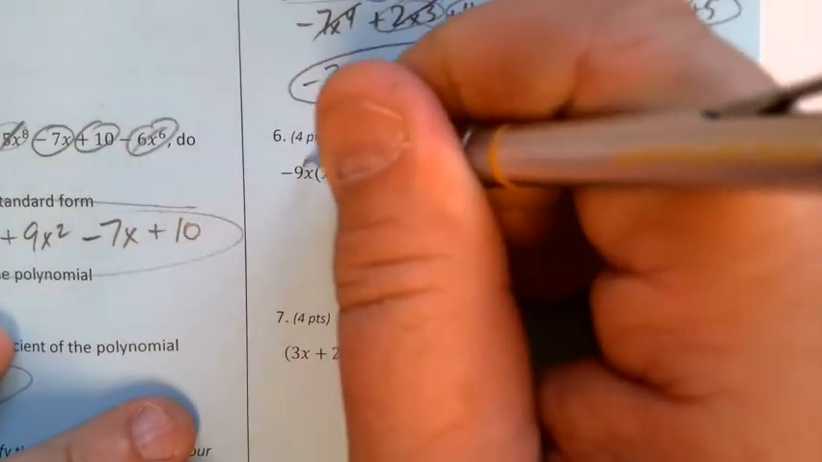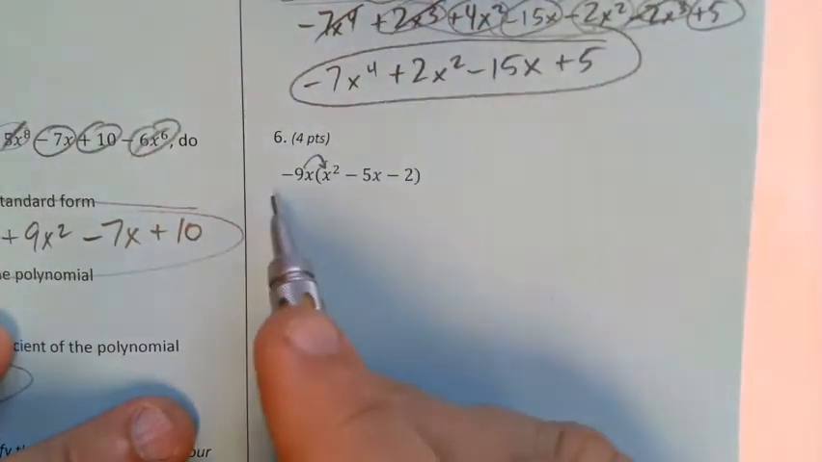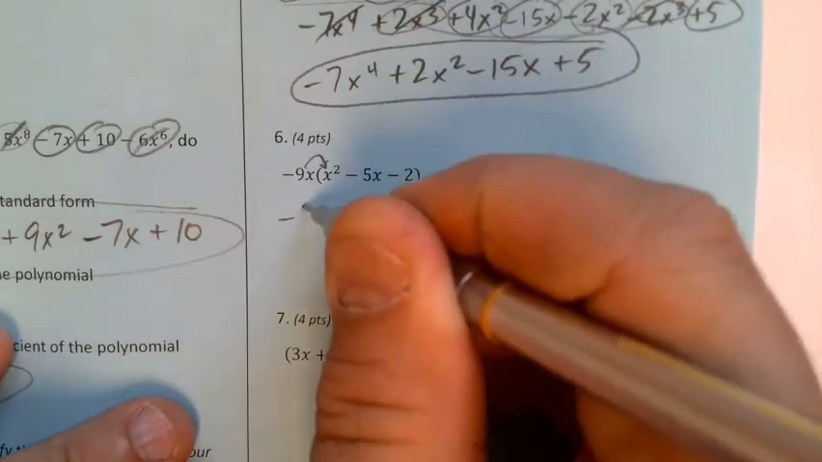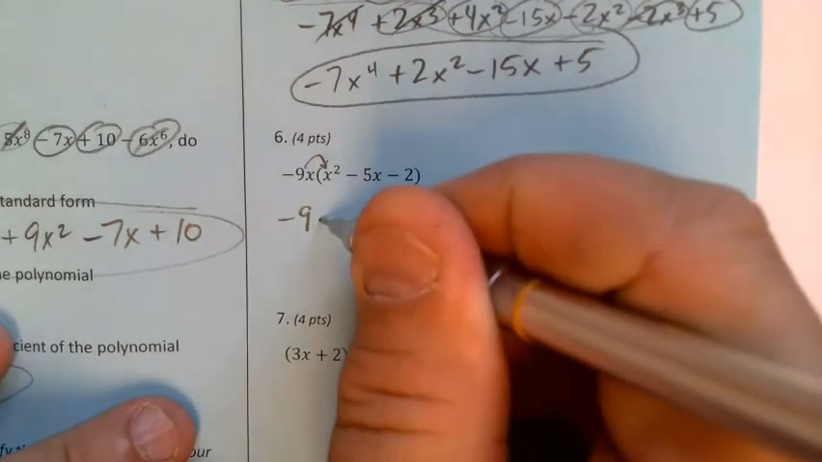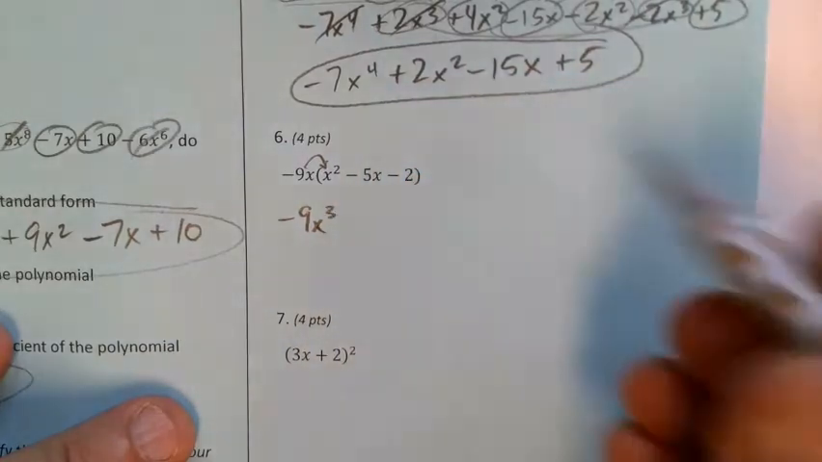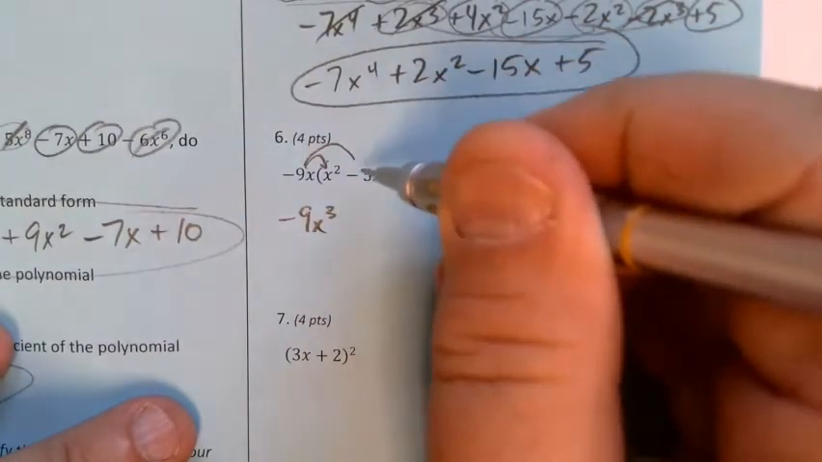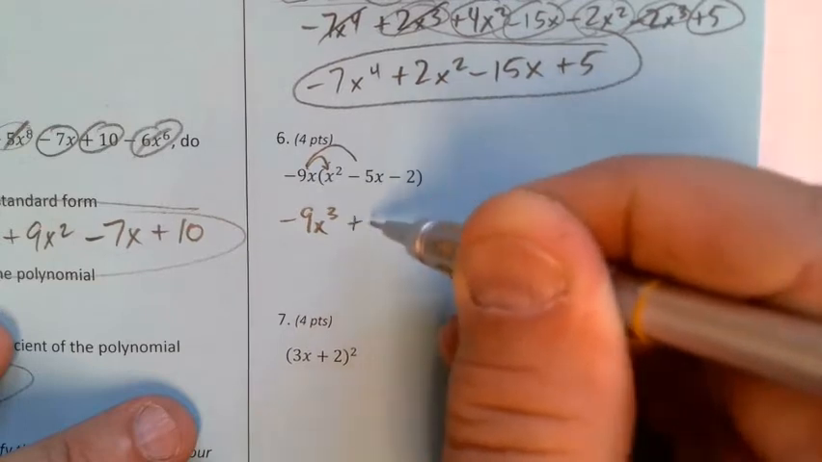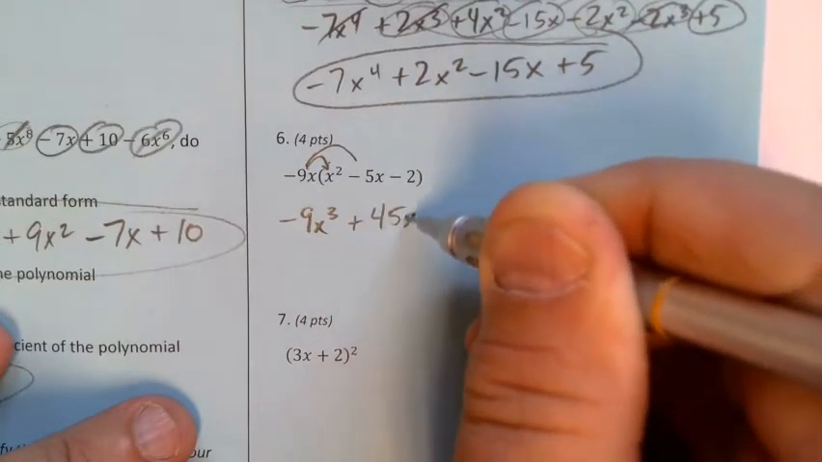So that means I've got to distribute there to there. So negative 9x times x squared, I multiply the numbers. Negative 9 times 1 is negative 9. X times x squared gives me x cubed. And then I go negative 9 times negative 5. Negative times a negative is positive, and I get 45x squared.